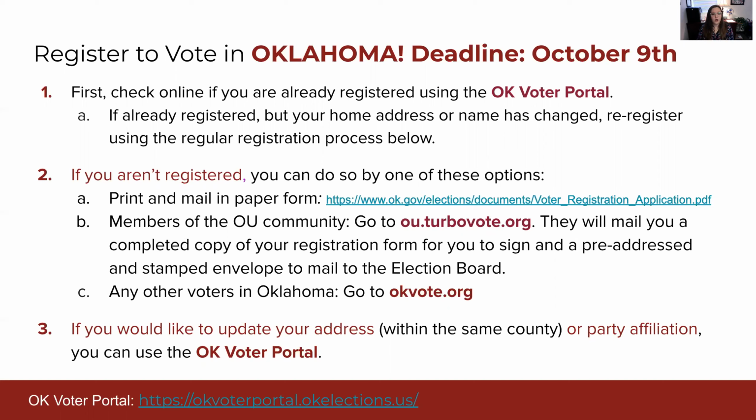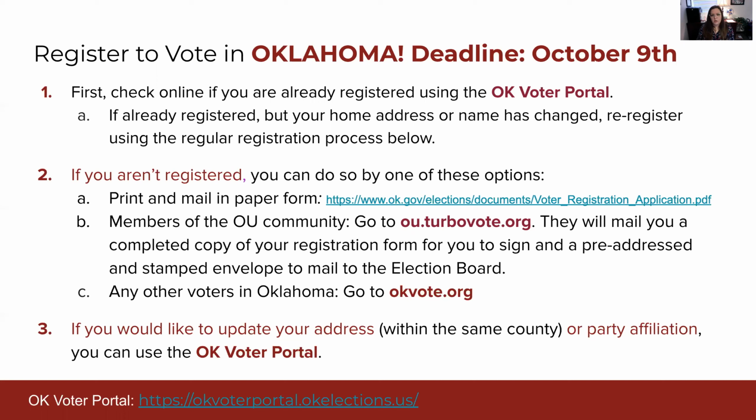If you aren't currently registered, the OK Voter portal will let you know by saying we can't find you. Then you have a couple of options. One, you can print and mail the form, which you can find on the election board's website. They also have a handy tool to pre-populate that form, so you can type it out, then print it and just sign it before you send it in.